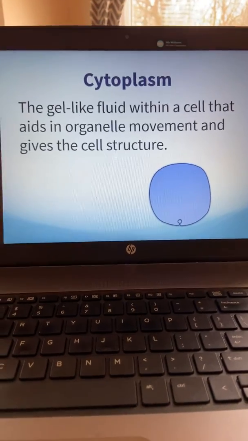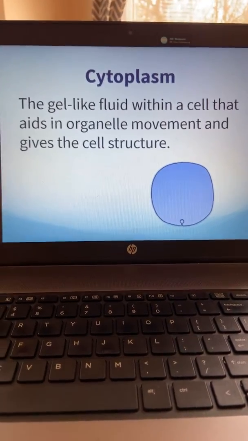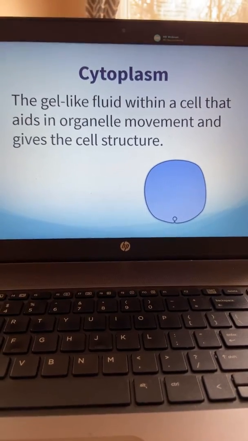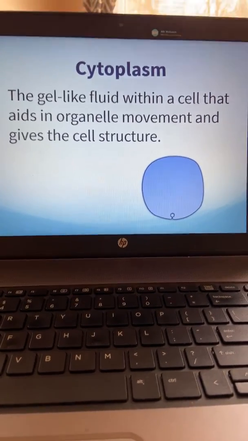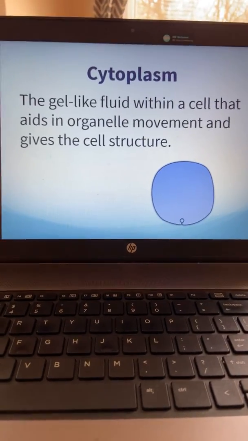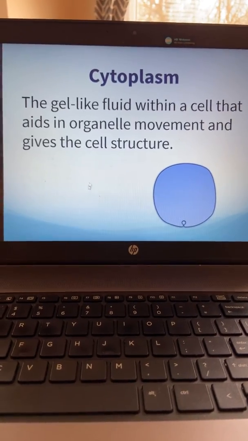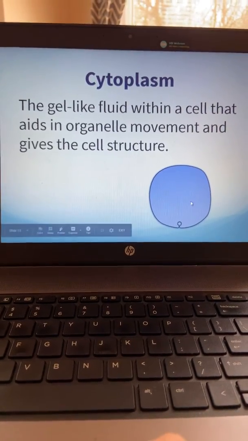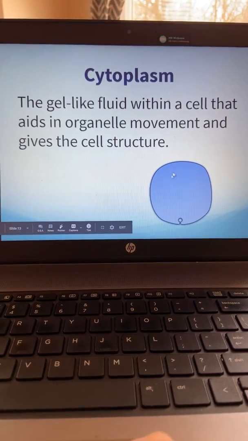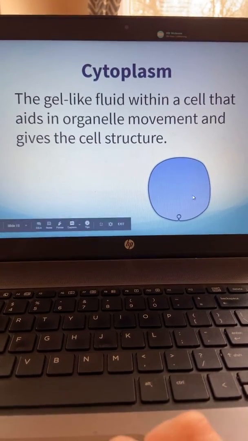The cytoplasm is the gel-like fluid within a cell that aids in organelle movement and gives the cell structure. If you think of donating plasma, like the gel-like fluid. So the cytoplasm is that gel-like fluid, and it just holds everything in place. All the organelles inside of here, it's the actual inside material of that cell.